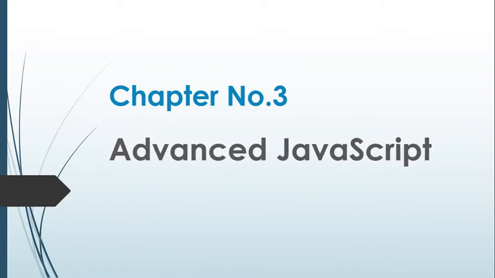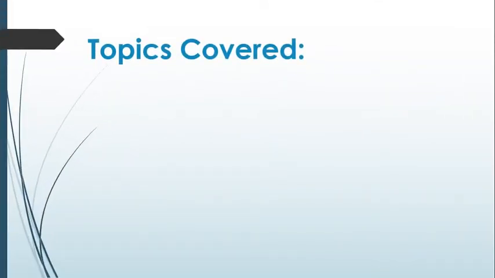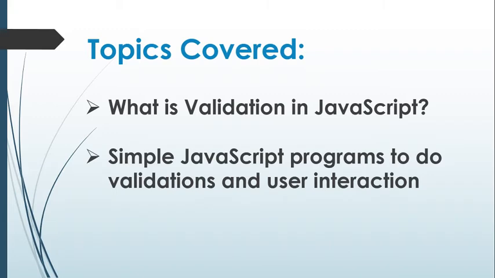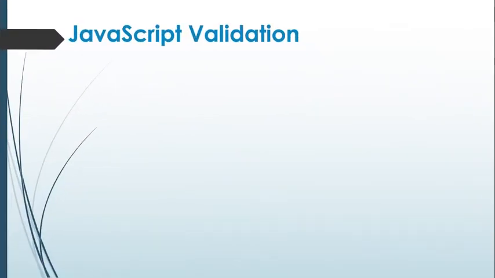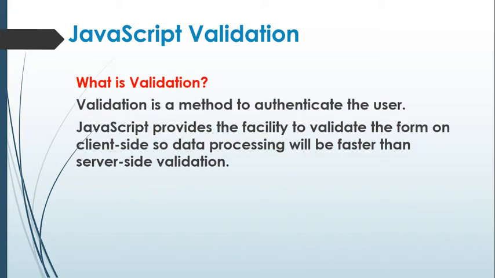In the previous lecture we have seen JavaScript string methods and their examples. In today's class we are going to study what validation is, and simple JavaScript programs to do validation and user interaction. So now let's see what validation is. Validation is a method to authenticate the user.